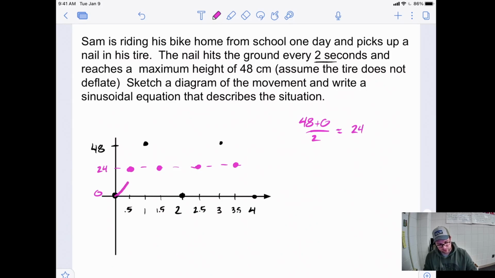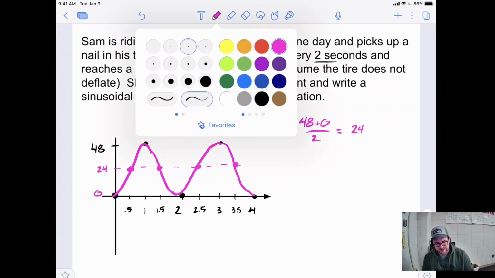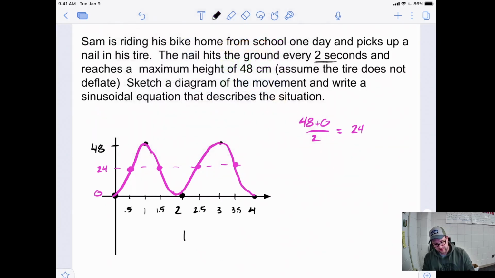So at this point, you could sketch your function. Let's try to do that better. Just like so. Now, we're asked to write the equation of this. So again, let's do this in terms of the height of the nail in respect to time. So we're going to say h of t is equal to.